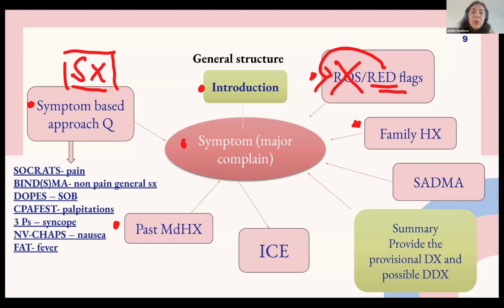So ROS questions, basically, they lead to DDX, differential diagnosis. So here, for example, we are talking about chest pain. First system that you need to review is cardiovascular system. You might ask questions from cardiovascular system. Have you noticed any problems with your heartbeat? Any irregular heartbeats? Have you noticed any shortness of breath, especially when you're walking?